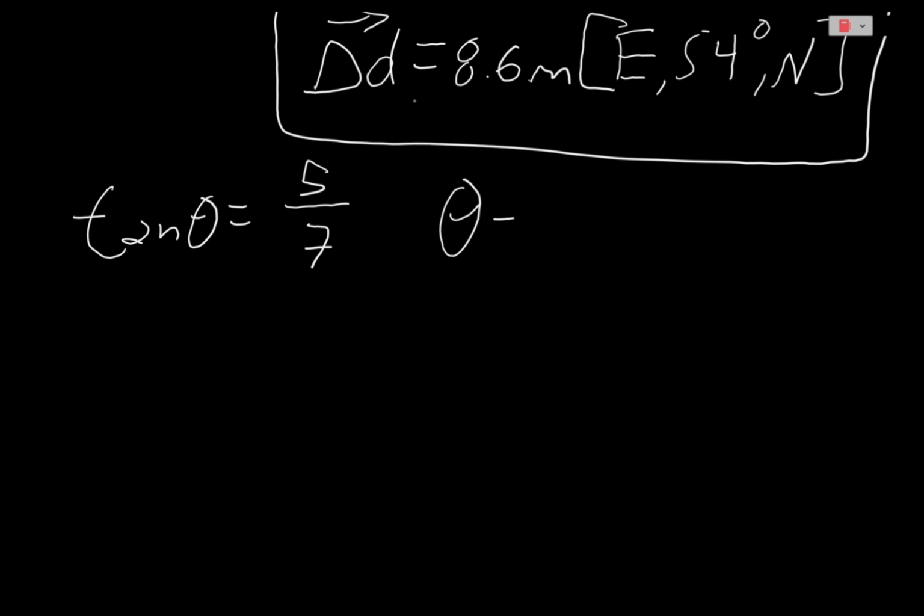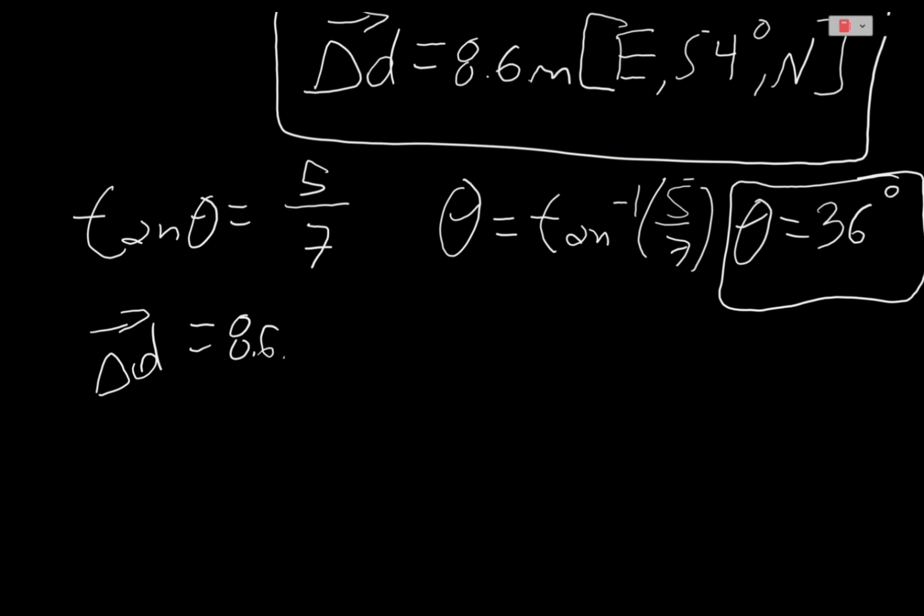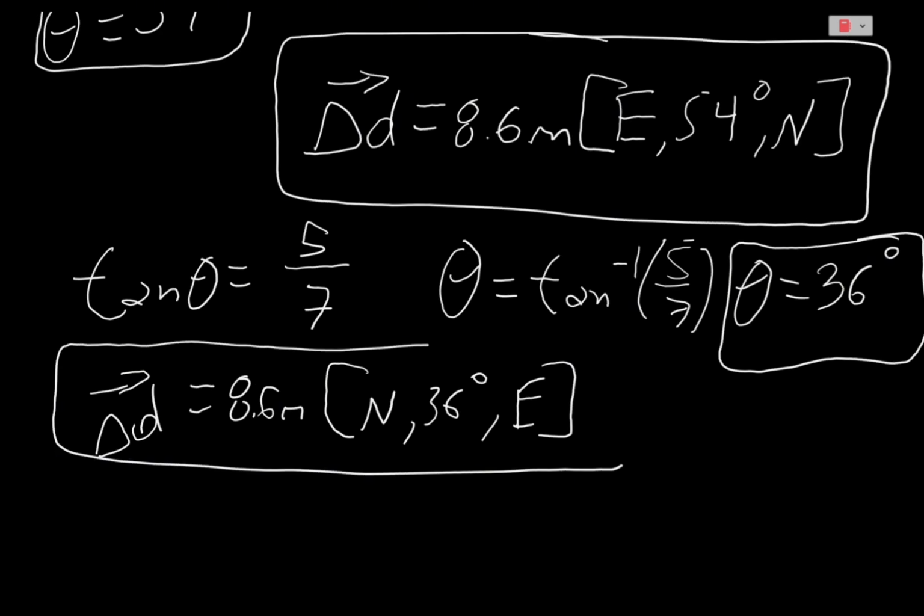And here when we find theta, this angle comes out to be 36 degrees. And we would write our answer as displacement equals 8.6 meters north, 36 degrees east. You can treat it however you want it, as both of these answers are correct.